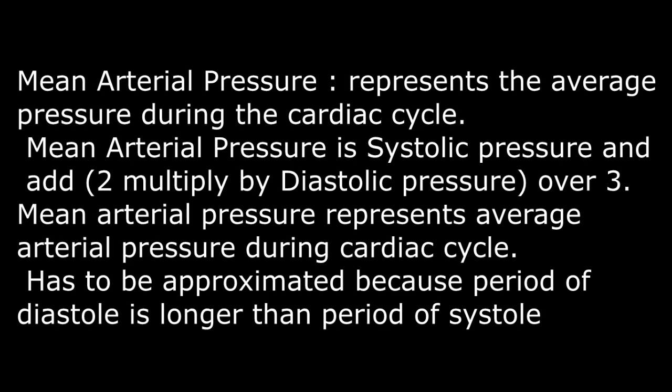Mean arterial pressure represents the average pressure during the cardiac cycle. Mean arterial pressure is the systolic pressure plus 2 multiplied by the diastolic pressure, over 3. It represents average arterial pressure during the cardiac cycle. It has to be approximated because the period of diastole is longer than the period of systole.